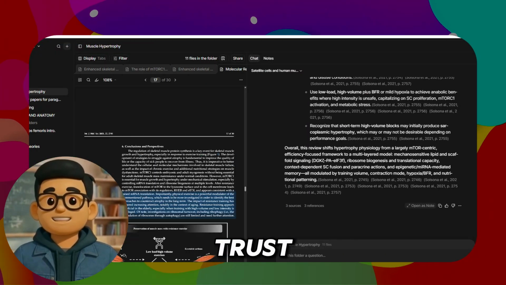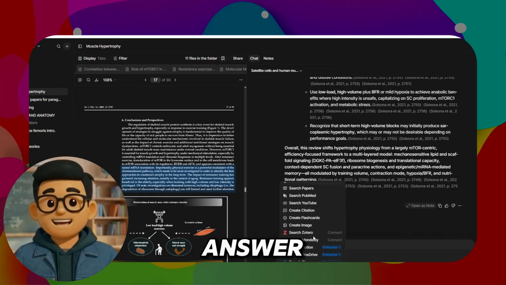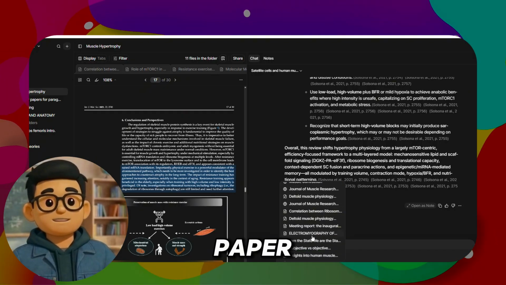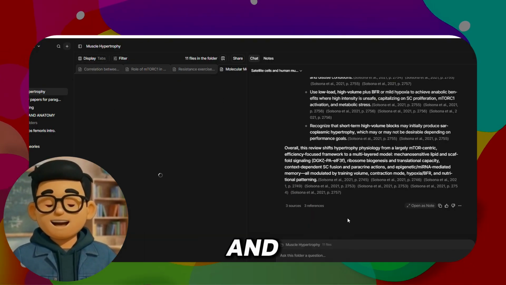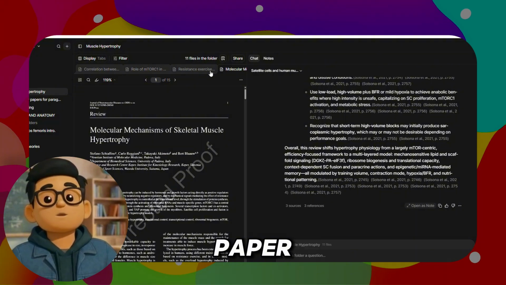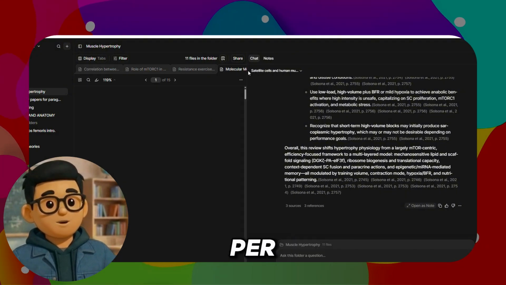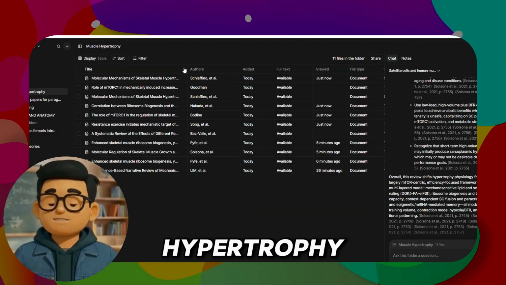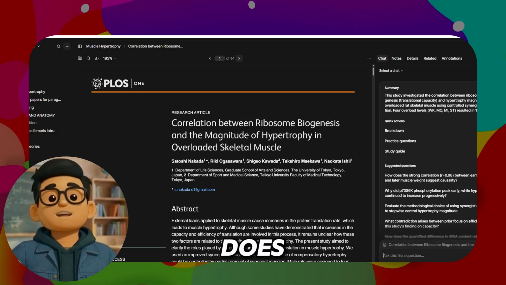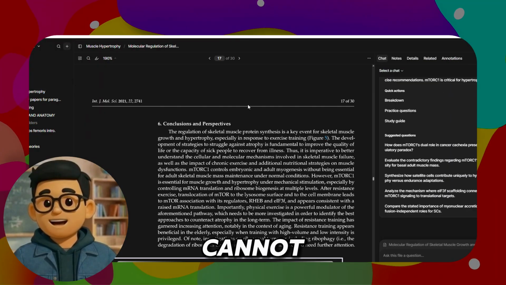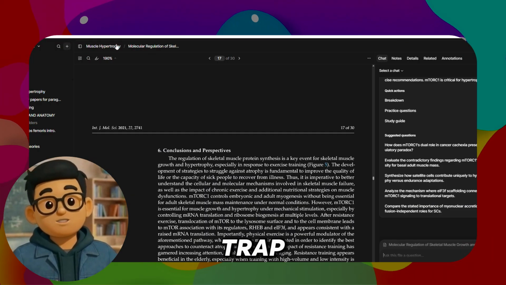To really test trust, I have to give it a question where the safest answer is, "I don't know from this paper." So I stay inside that same article and ask, "Using only this paper, what is the exact recommended daily protein intake in grams per kilogram per day for maximizing hypertrophy in trained adults? If the paper does not specify a value, say you cannot answer from this paper." This is a trap on purpose.